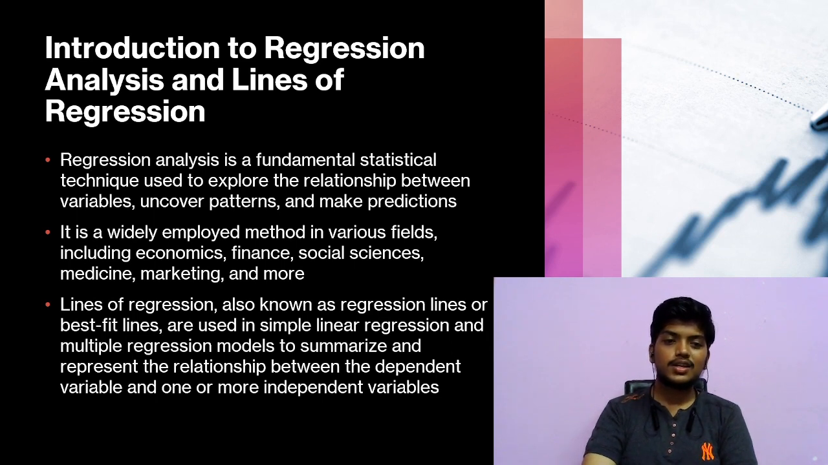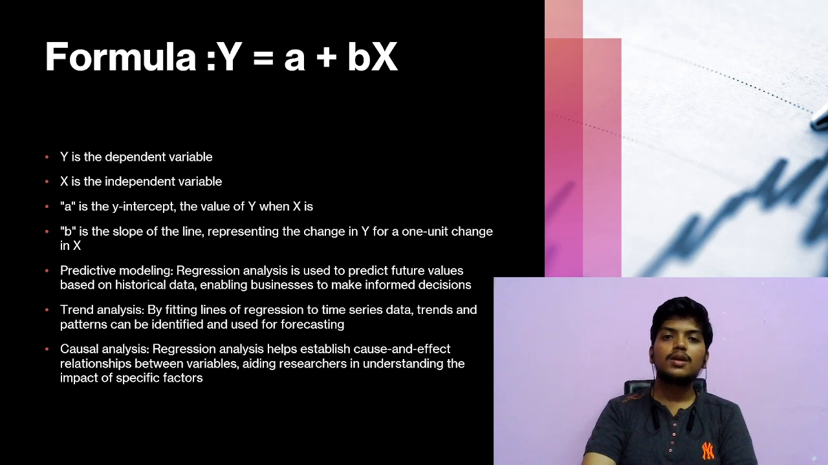Lines of regression, also known as regression lines or best fit lines, are used in simple linear regression and multiple regression models to summarize and represent the relation between the dependent variable and one or more independent variables. Formula: y equals a plus bx. Y is the dependent variable, x is the independent variable. A is the y-intercept, the value of y when x is zero. B is the slope of the line, representing the change in y for one unit change in x.